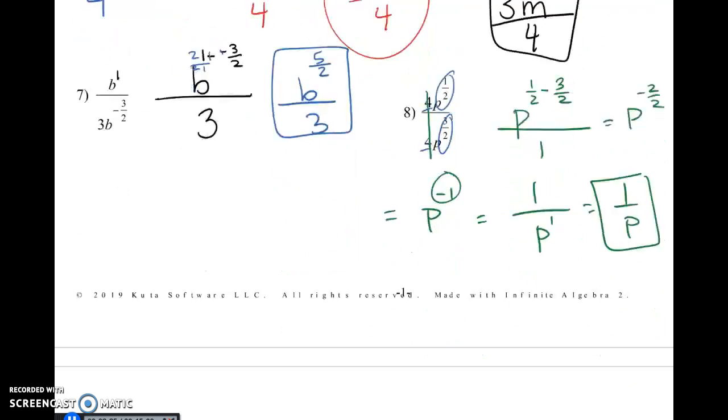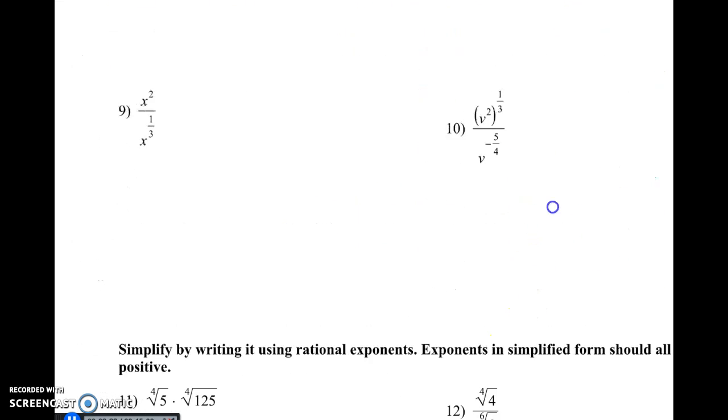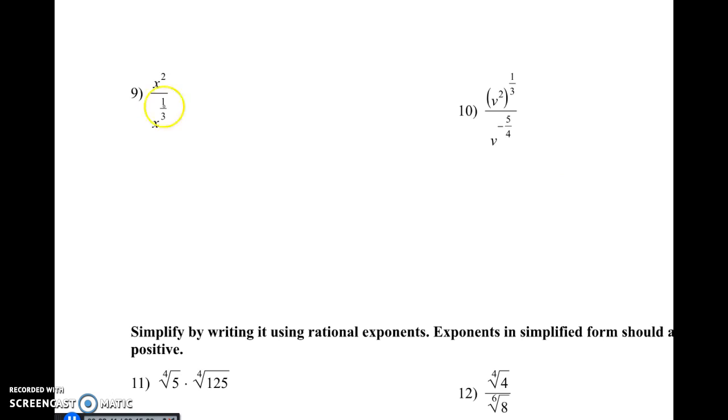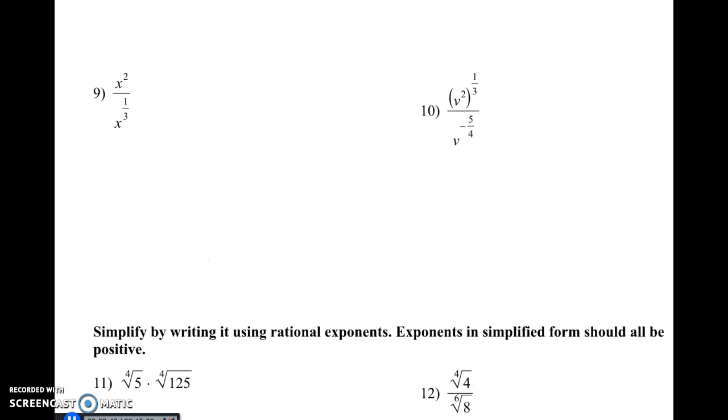Okay. Moving on to the back. I have x squared and x to the 1/3. So those have the same base, so I can subtract my exponents. x squared minus the 1/3. I have to get common denominators. Multiply top and bottom by 3. So what is that? x to the power of 6 over 3 minus 1/3. 6 minus 1 is 5. So I'm going to get x to the power of 5 over 3.